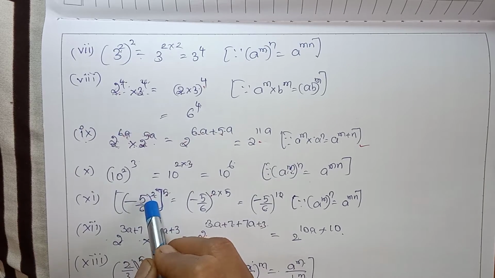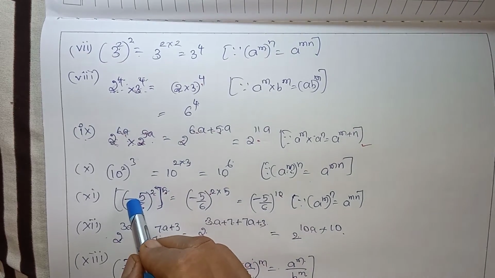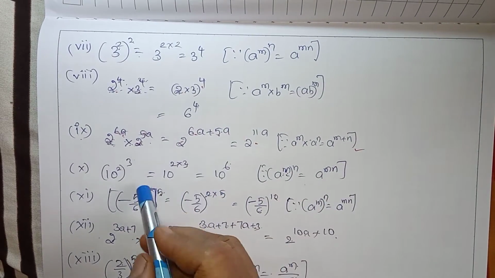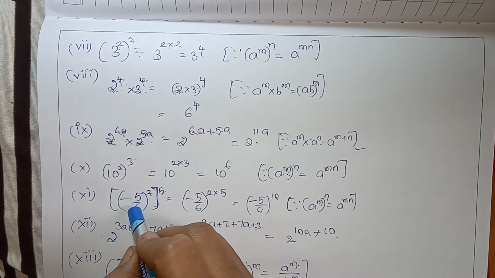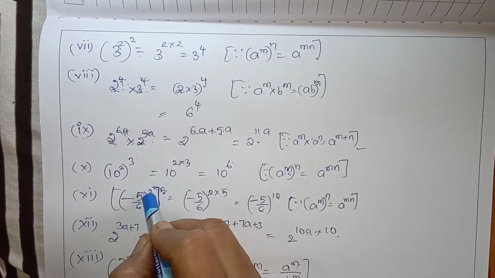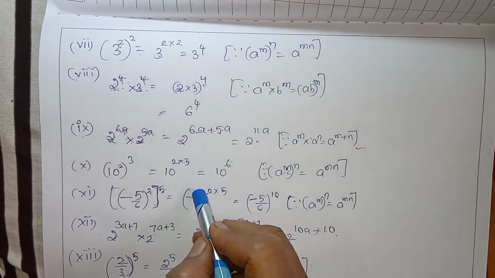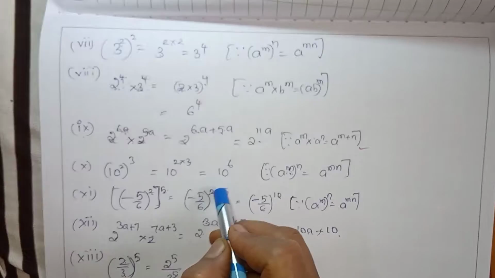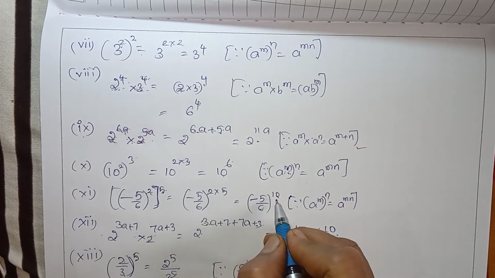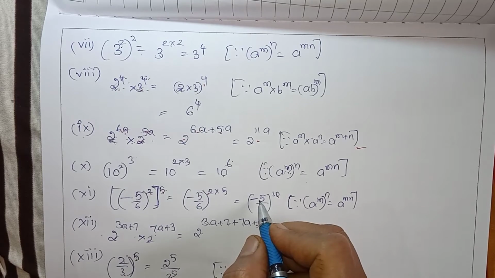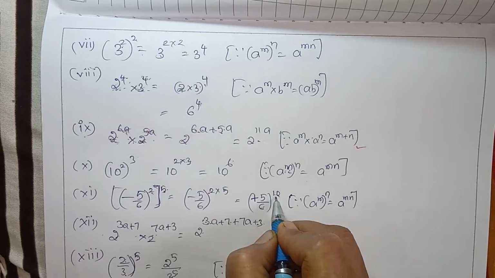Next, one more question. ((-5/6)^2)^5. There are two brackets. Okay, because this is negative, when negatives are given, you have to put them in a bracket for better understanding. So (-5/6)^2, the whole to the power 5. You just multiply the exponents. Minus 5 by 6 as it is, you write, multiply the exponents. 2 into 5, how much? 10. One more thing here, 10 is an even number. Even number means this will be plus. The answer would be plus because it is an even number.